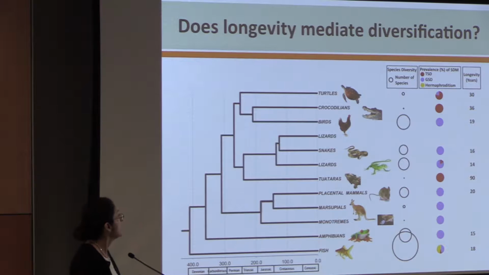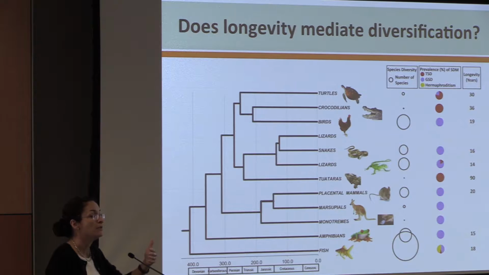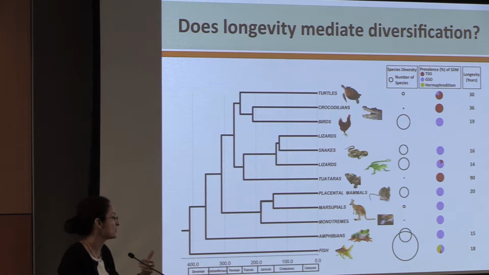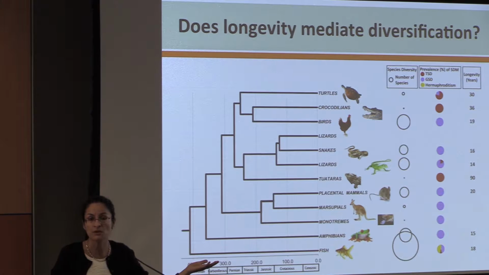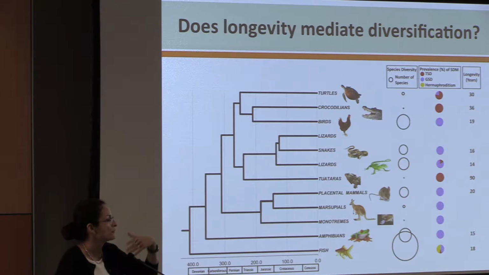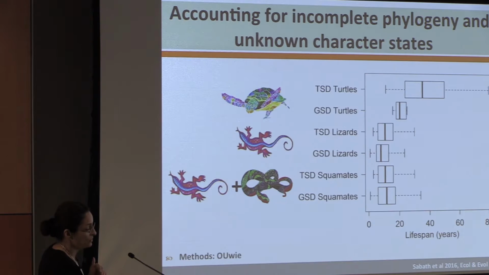So you would expect that longevity should increase the probability of retention of the trait, because long-lived species can withstand several seasons or several years of producing only one sex, because by the time they mature, being long-lived, there will still be individuals of the opposite sex in the population, or individuals that were born after that will be brought to the population so they can reproduce. We looked into each of these lineages, the turtles and the lizards, and there is indeed within them a tendency for TSD lineages to evolve towards a greater lifespan than the GSD lineages, in turtles, in lizards, and in squamates.